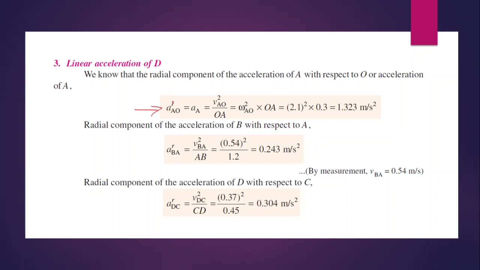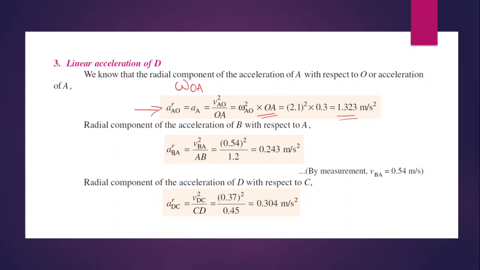Here, the radial component of acceleration of AO is equal to acceleration of A, because that point O is at rest, and that omega OA is a constant, so there is no other component for this acceleration of A with respect to O. That's equal to V square AO divided by OA, that's equal to omega square AO into OA, that's equal to 1.323 meter per second square.